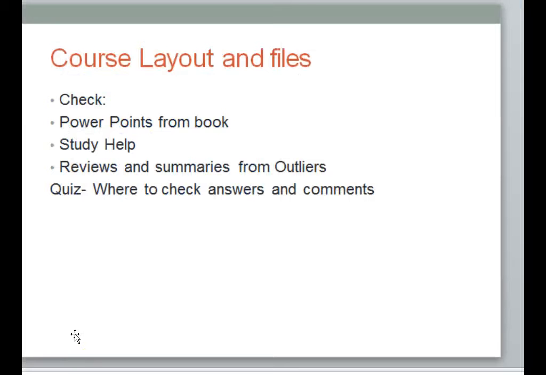The next thing that I want to point out one more time is the course layout and the files. I know some of you have told me that you have had some trouble finding where different things are. So I'm going to show you where the PowerPoints from the book are, the study help, where you check your answers to the chapter's questions, and then the reviews and summaries from Outliers, and the quiz where to check answers and comments. So let's go and find the PowerPoints from the book.